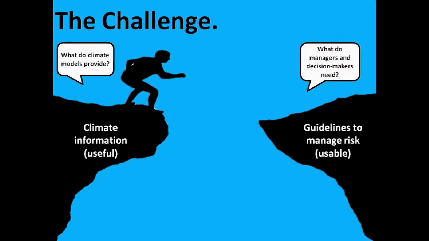So this seems like a great approach in theory, but as with most things, it's much more difficult in practice. And one factor that adds to that difficulty is this proverbial gap that we're all very aware of between what would be considered useful climate information that's developed through things like climate models, and what could be considered usable climate information that's more relevant to managers and decision makers, such as guidelines to manage risk. And what we really tried to do in developing this tool was to contribute towards narrowing or bridging that gap between these two kinds of information.